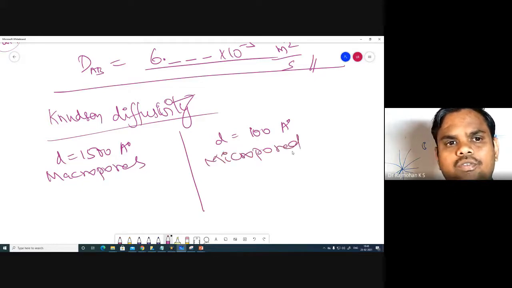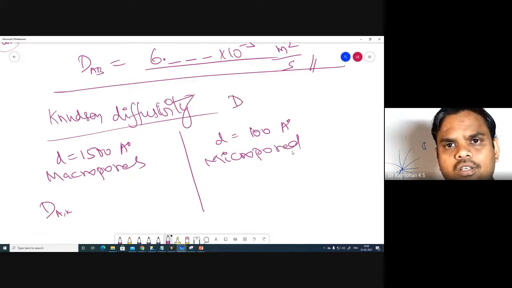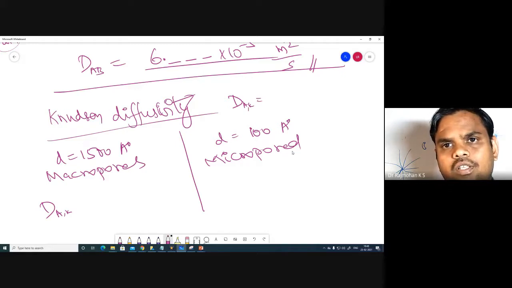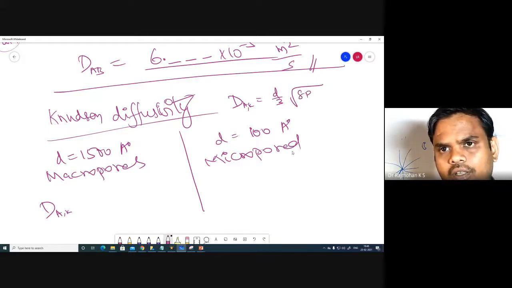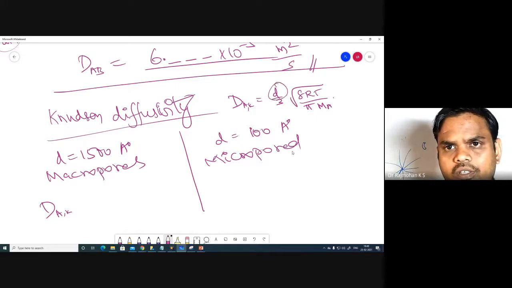So what is Knudsen diffusivity for? We can say DAK. What is the general formula for Knudsen diffusivity? DAK is equal to D by 3 U bar, where U bar is the square root of 8RT by pi into MA. Okay, remember this D is in meters. This D has to be substituted in meters.